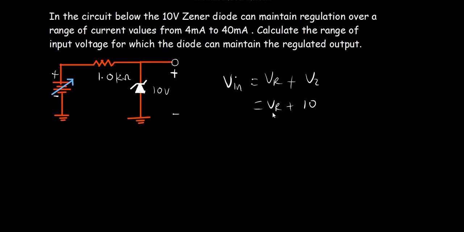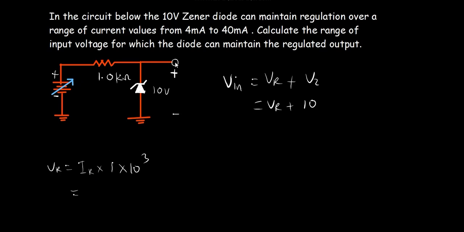Okay, so now what you need here is VR, which is the voltage across the resistor. So how do you find the voltage across the resistor? The voltage across the resistor would be equal to the current through the resistor times the resistance. The resistance is given to be 1 kilo ohm, so that would be times 1 times 10 to the power 3. So now what you need is IR, which is the current through the resistor.